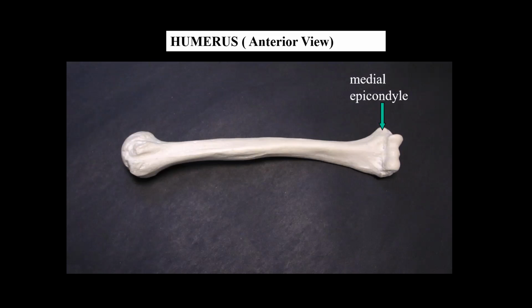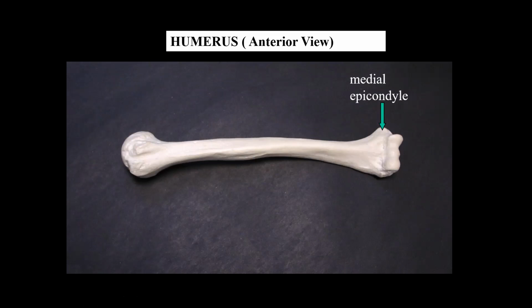It extends out from the side. Now this is the medial epicondyle. How do I know it's the medial epicondyle? Well, because the head of the humerus is always on the medial side of the humerus.